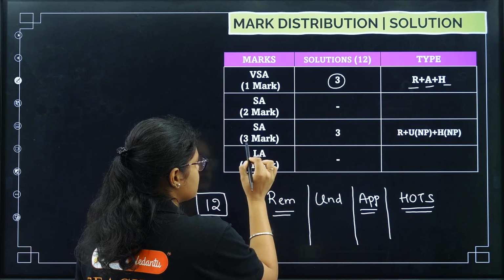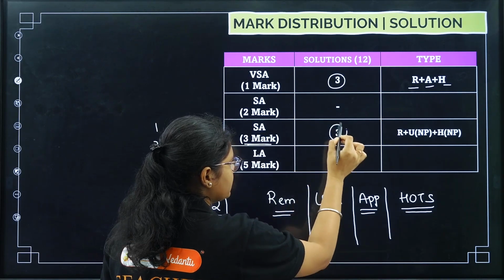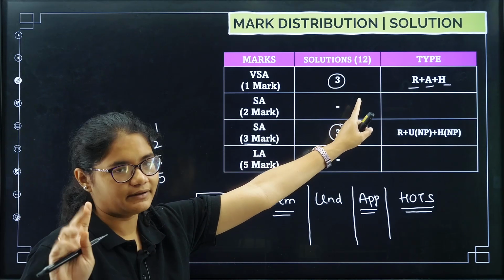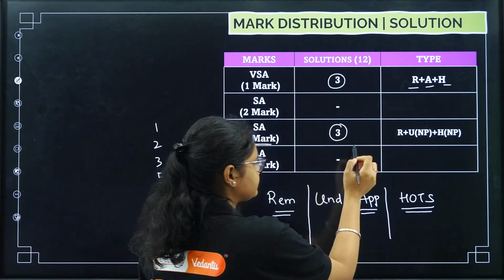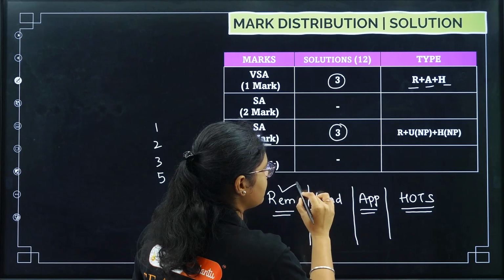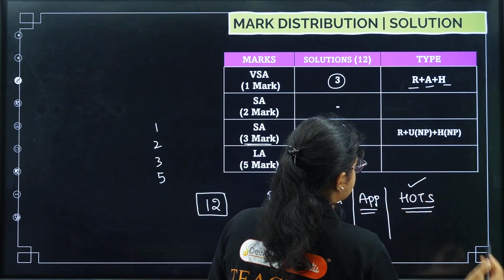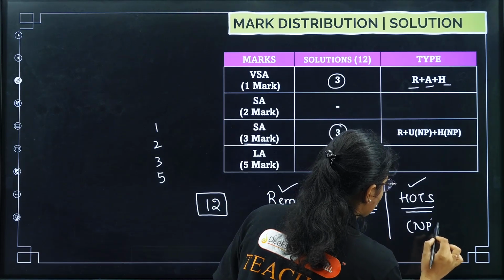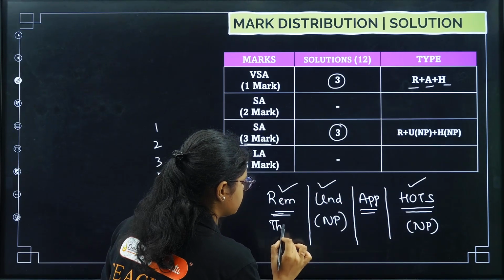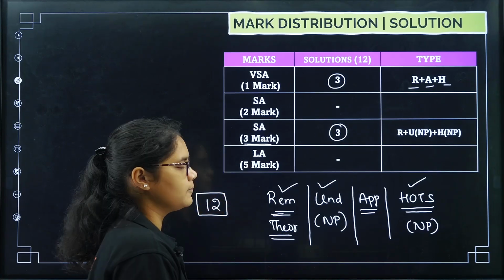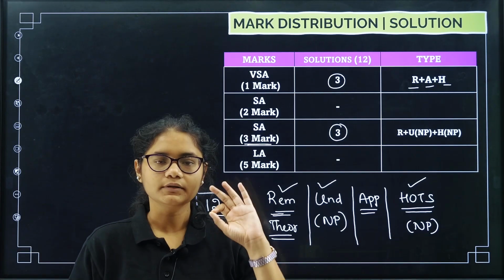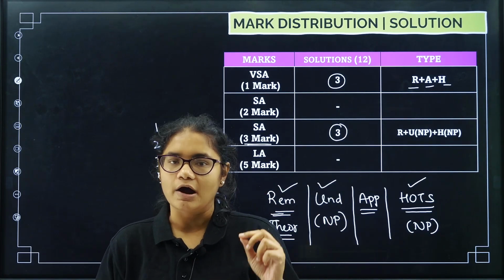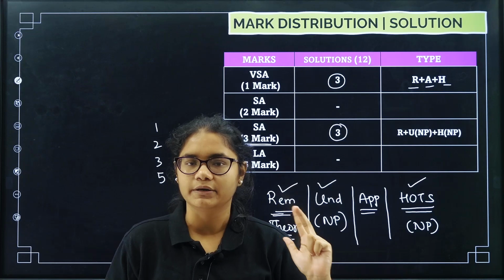Next you have short answer questions of 3 marks, and here also you will get 3 questions. So 3 into 3, total 9 marks, and then 3 marks, 10, 11, 12 marks, right? And these 3 questions are again of remembering type, understanding type and HOTS type. The understanding one is a numerical problem, HOTS is also a numerical problem, and the remembering one can be a theoretical question. I hope the pattern is very clear. You will get 3 MCQs, and you will get 3 3-marker questions. Out of that, 1 will be theoretical and 2 will be numerical problems.